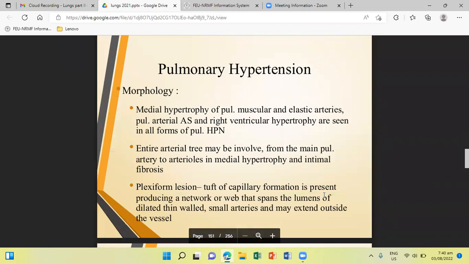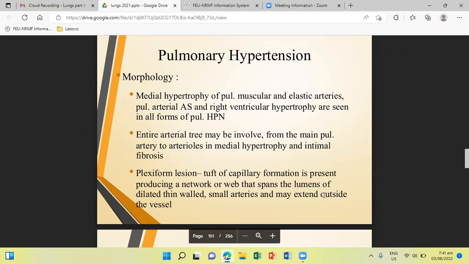Regardless of the etiology, all forms of pulmonary hypertension are associated with medial hypertrophy of the pulmonary muscular and elastic arteries, pulmonary arterial atherosclerosis, and eventual ventricular hypertrophy. The presence of many organizing or recanalized thrombi favors recurrent pulmonary emboli as the cause, and the coexistence of diffuse pulmonary fibrosis or severe emphysema and chronic bronchitis, if this is also present in your patient, may lead to chronic hypoxia as the initiating events.